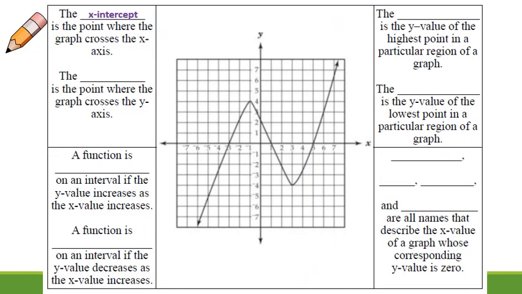The x-intercepts is the point where the graph crosses the x-axis. If we look at our example graph, there are 3 points, (-3, 0), (1, 0), and (5, 0). Those are all x-intercepts. The y-intercept is the point where the graph crosses the y-axis. We have one y-intercept, (0, 2). Remember, we should only have one y-intercept if this is a function.